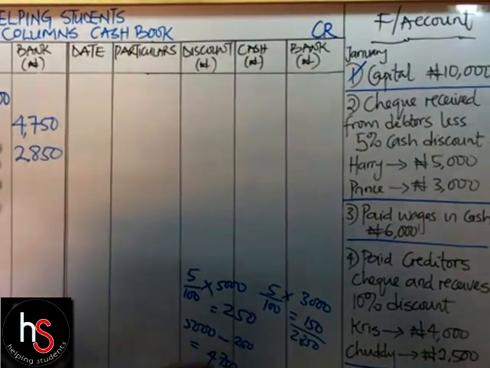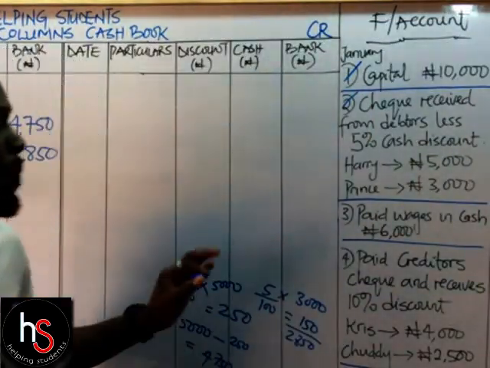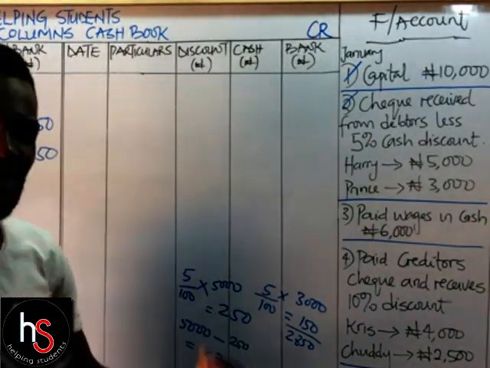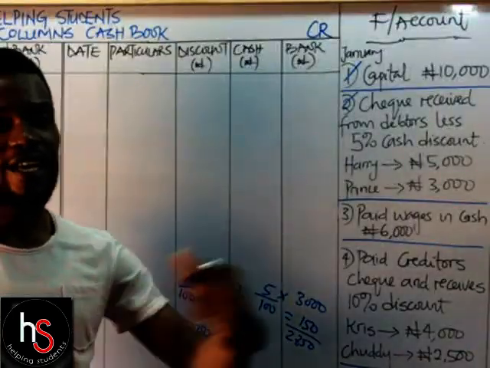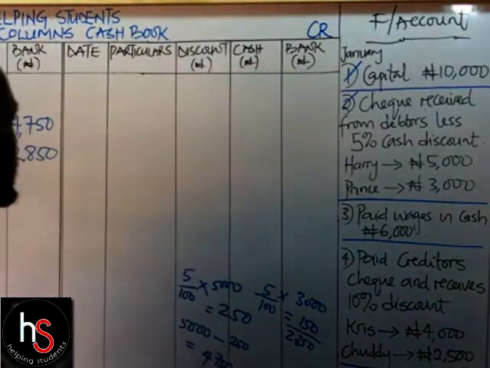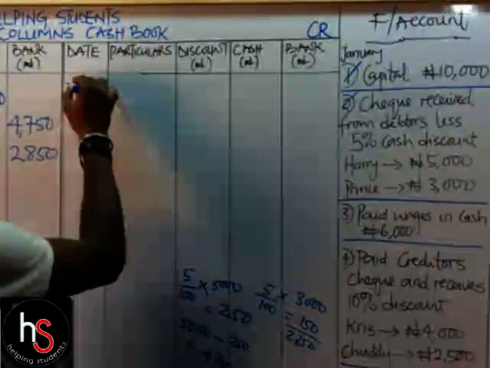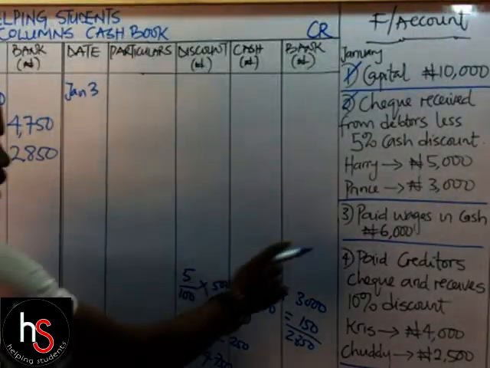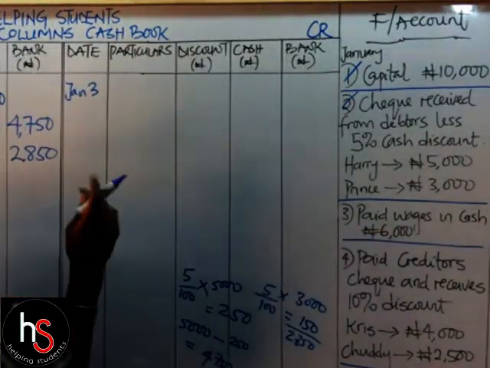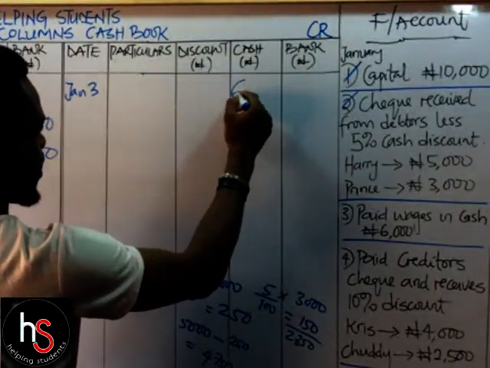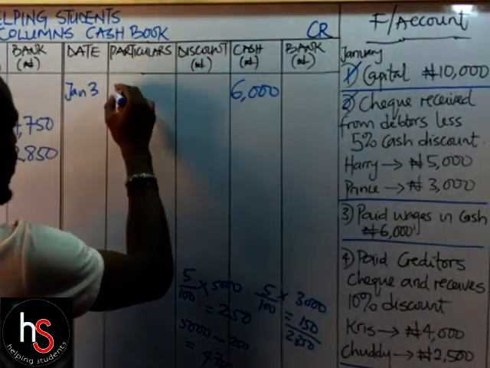So let's move to the next question. It also says, paid wages in cash, 6,000 naira. That means it's an expense. You paid the wages. So we'll come with the same date, January 3rd. We have what? Paid wages, cash. So under the cash section, we have our 6,000. And we have our wages.